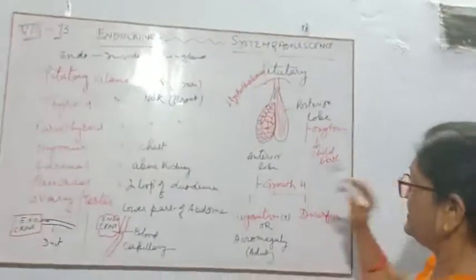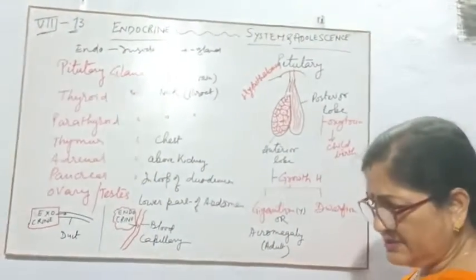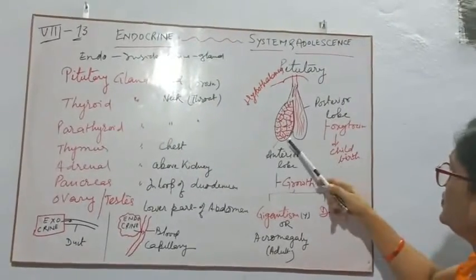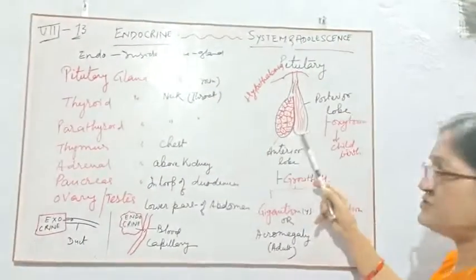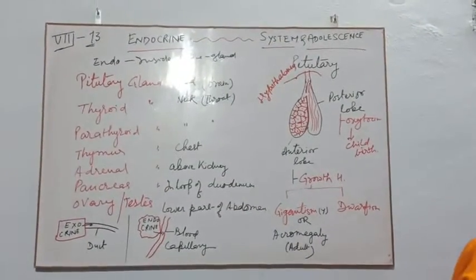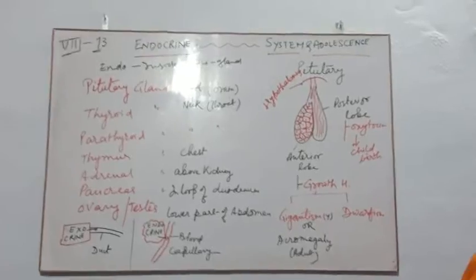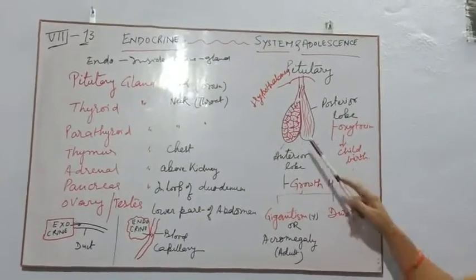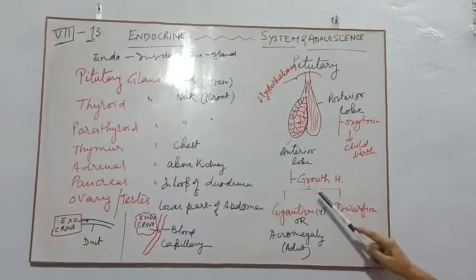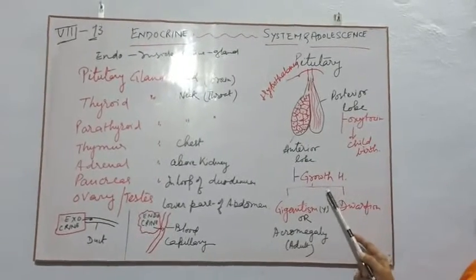Now, the pituitary gland has an anterior lobe and a posterior lobe. So, two lobes are present in the pituitary gland. There is one intermediate lobe also, I think, which is not in your syllabus. The anterior lobe, according to your syllabus, has only growth hormone.